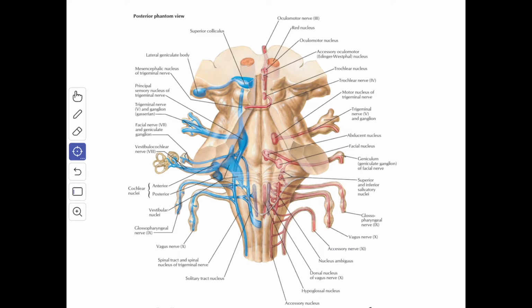The next nucleus is the trochlear nucleus. The trochlear nucleus is located in the central gray matter of the midbrain, ventral to the cerebral aqueduct, close to the midline at the level of the inferior colliculus. So this is the inferior colliculus. At the level of the inferior colliculus, you have the trochlear nucleus. It is just caudal to the oculomotor nucleus, and its ventral aspect is closely related to the medial longitudinal fasciculus.